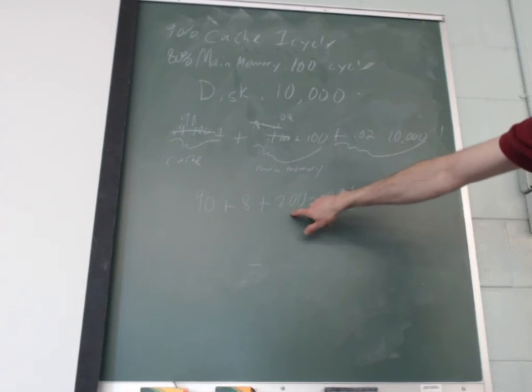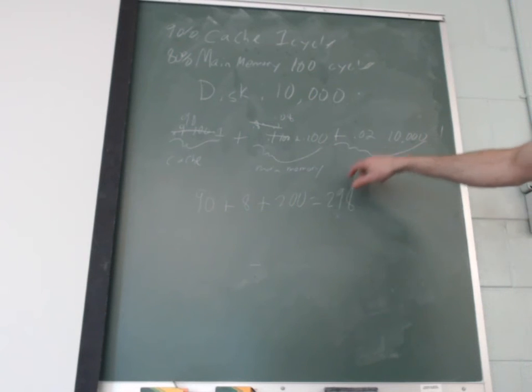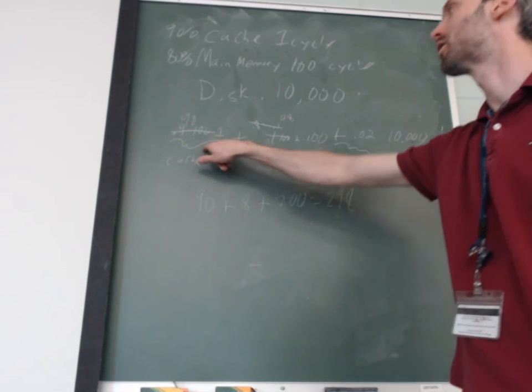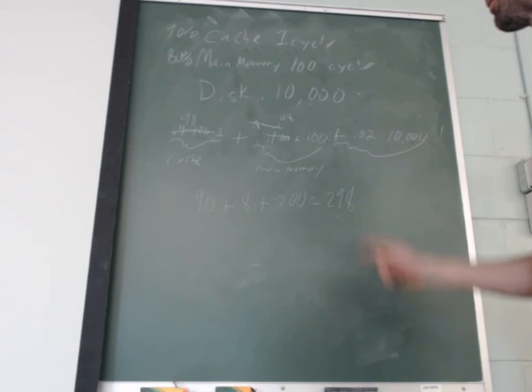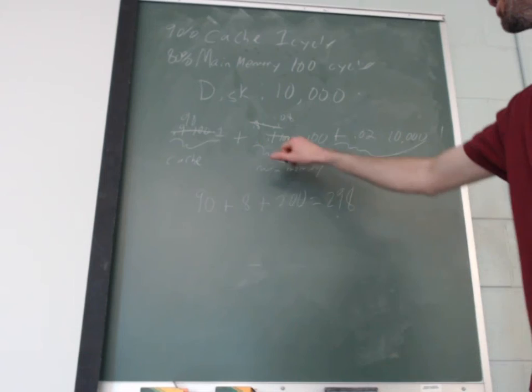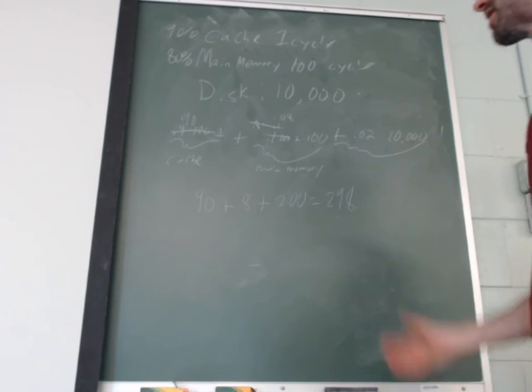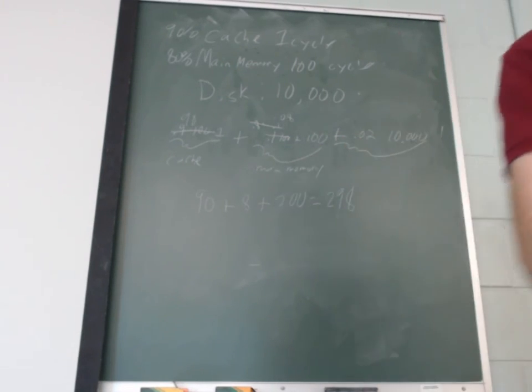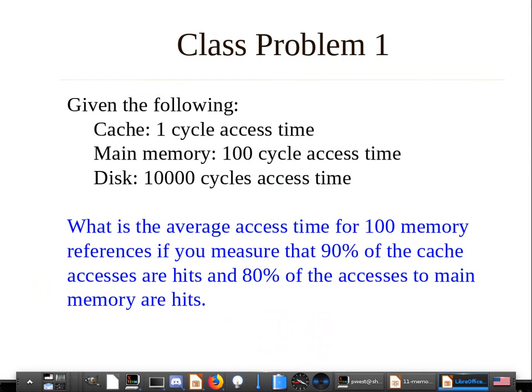So, the point here is the 200, which came from the 10,000, is the dominating term over the cache and the main memory, which means that the disk is what dominates it, even though the disk only took up a very small section or a very small percentage of the memory accesses. The point of this exercise is to point out that if you are trying to do a memory problem, it is imperative that you minimize the accesses to the disk.